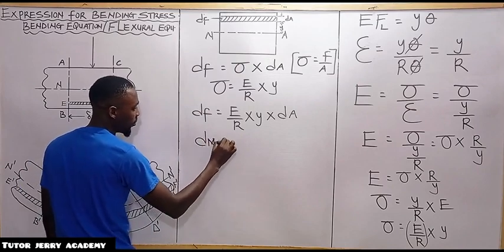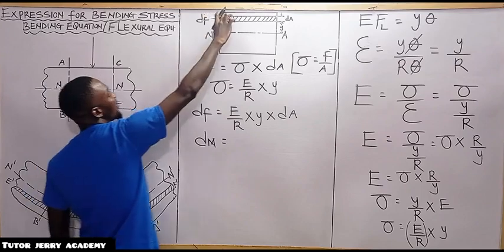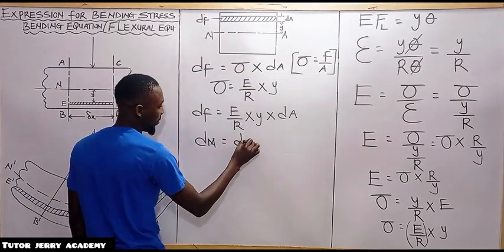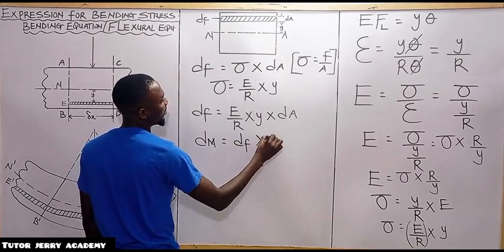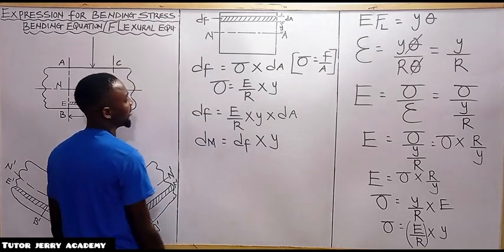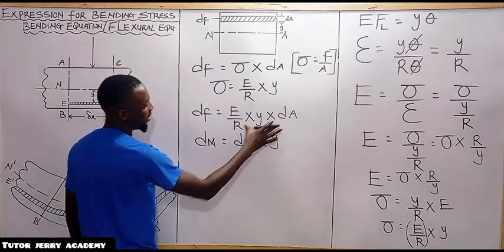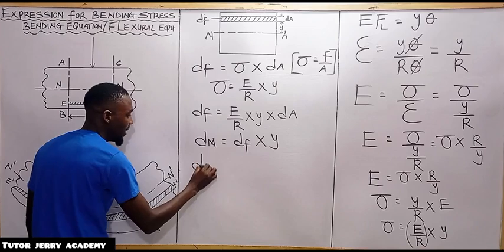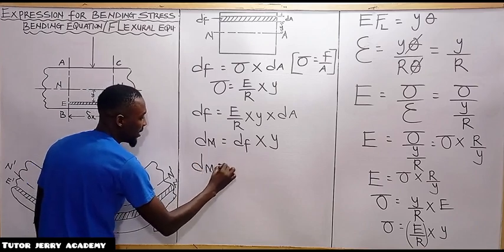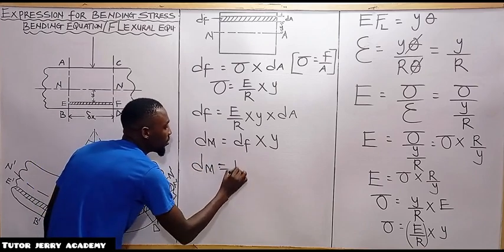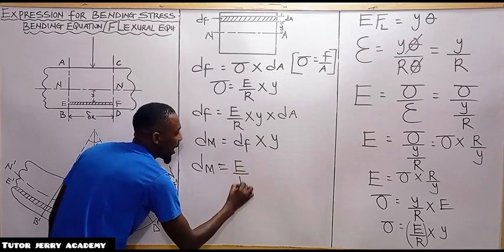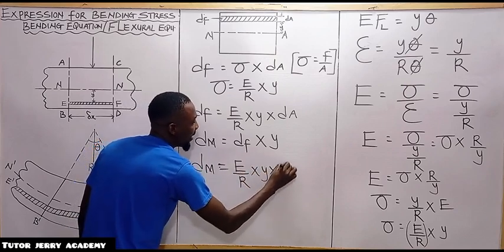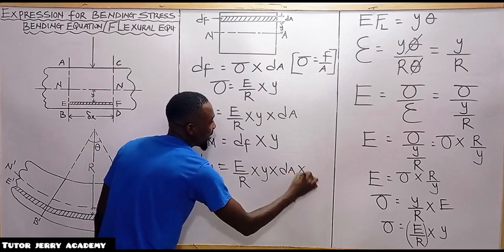dm, because we are taking the moment of this strip. So it's going to be dF multiplied by what? Multiplied by y. All right. So this is our dF here. We are going to replace our dF with everything that we have here. So we are going to say dm will be equal to E all over R multiplied by y multiplied by dA, then multiplied by y.